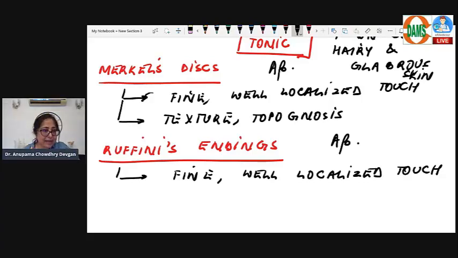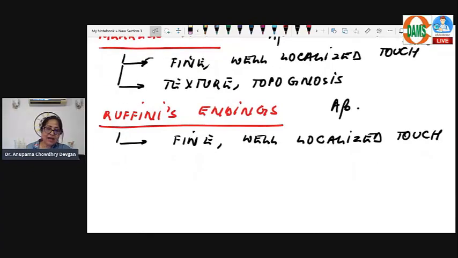Phasic receptors are rapidly adapting, tonic is slowly adapting. Topognosis: topo means topography, gnosis is detection. Feeling a surface, whether it is rough or smooth, is called topognosis. Ruffini's endings are for fine, well-localized touch, and these are also meant for prolonged pressure.